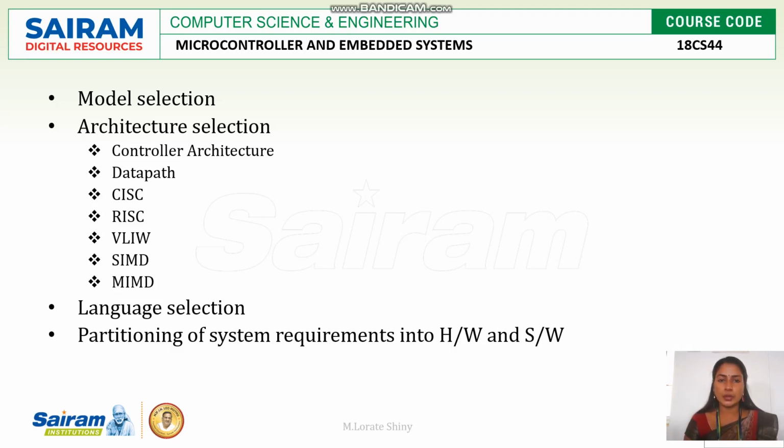how the system is going to be implemented, which components or equipments are involved in the design, and which are the interconnections between them. All these things will be described by the architecture. And there are different kinds of architecture: controller architecture, data path architecture, complex instruction set computing, reduced instruction set computing, very long instruction word computing, single instruction multiple data, multiple instruction multiple data. These are the different architecture designs we have.